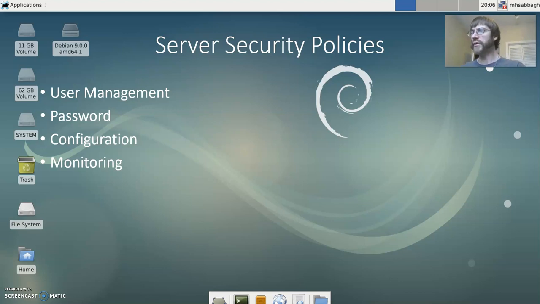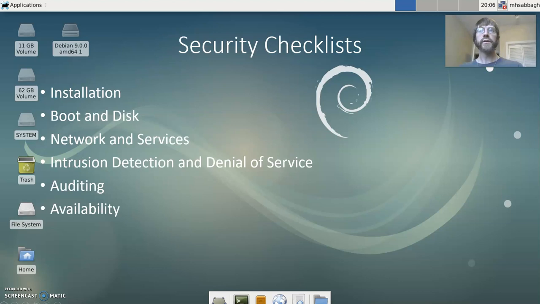Let's talk about a security checklist right quick. So, step one, installation. Did you install it? Do you have a plan for installing the system? And if you have a plan, did you follow that plan?